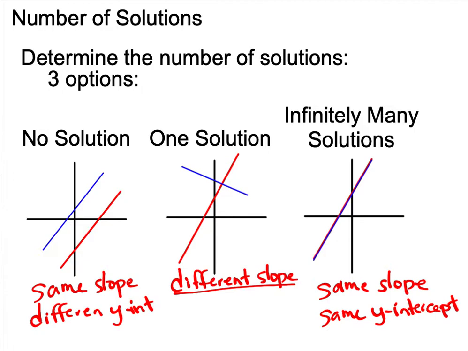If they're the same slope and different y-intercepts, then they're parallel. They'll never cross, no solution. If they are the same slope with the same y-intercept, they are parallel, but they're also the exact same line, so there are infinitely many solutions. If they have different slopes, they'll go in different directions, and they are going to have to cross somewhere.